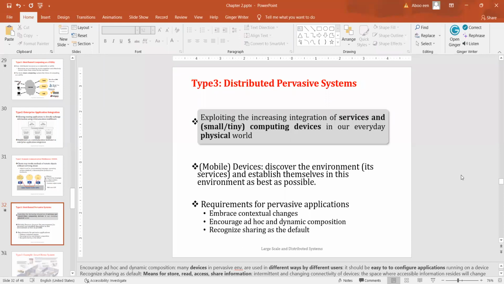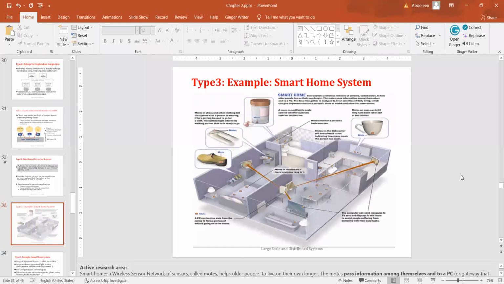Pervasive applications embrace contextual changes. And here look at this smart home system. In this smart home, there are devices inside. It can be smartphones or sensor devices or IoT devices or any other embedded devices, like you see.